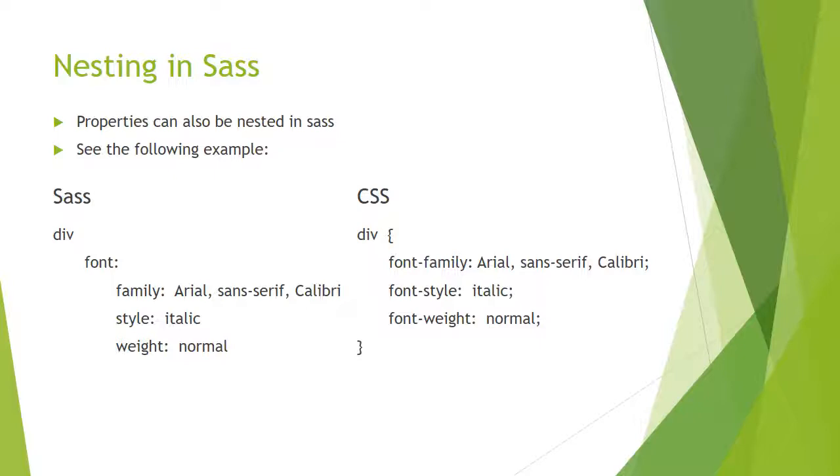And then here is the actual CSS output. So as you can see, we have the div element, and within that, you have to refer to the font family, then font style, and then font weight. So instead of being able to just refer to font generally, and then the individual rules of the font, we have to refer to font with the actual rule every single time.